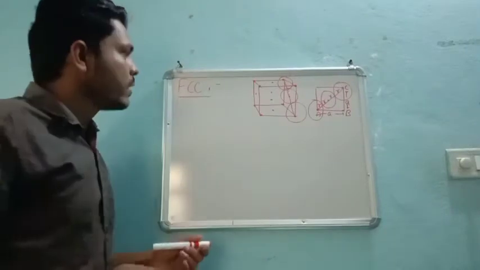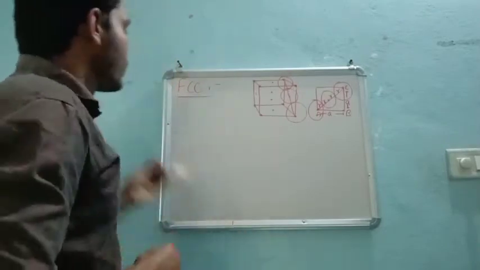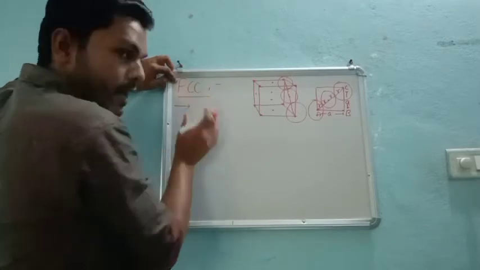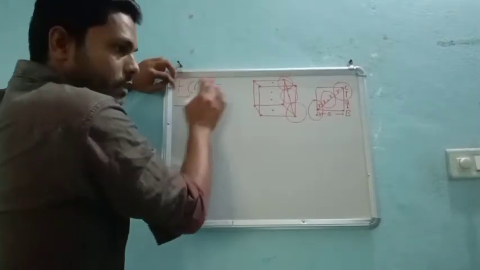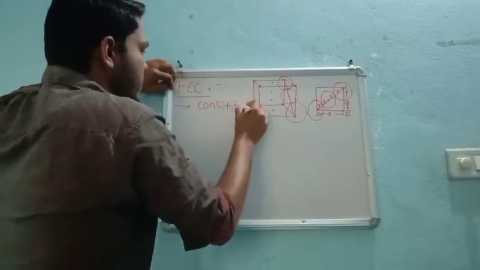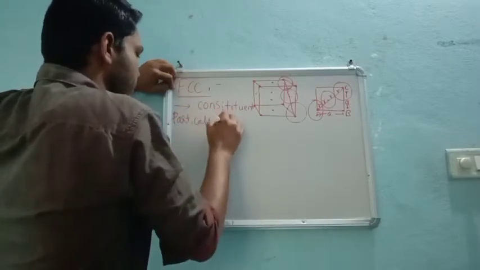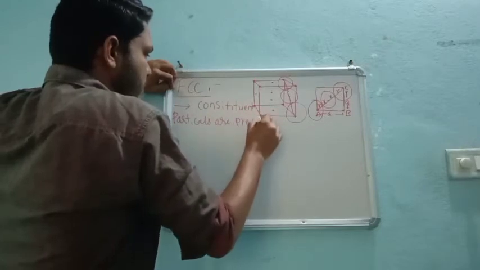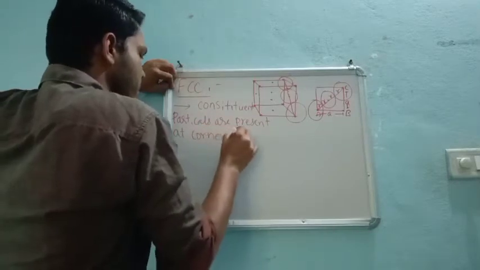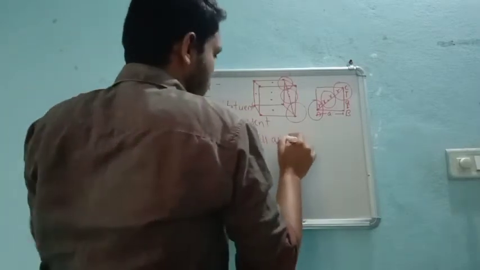So now after doing this, directly we can move towards its definition. For solving this, the first part will be, FCC means, in a shortcut way I will write, FCC is nothing but the constituent particles are present at corner as well as at faces.